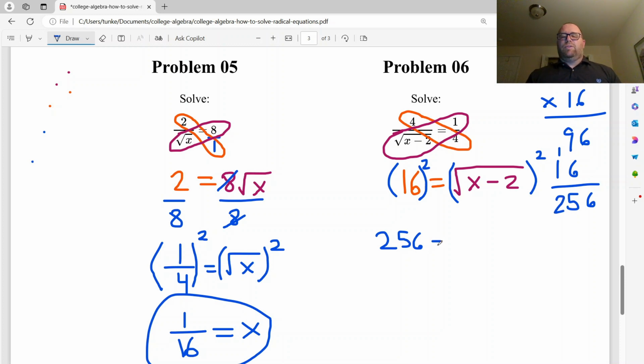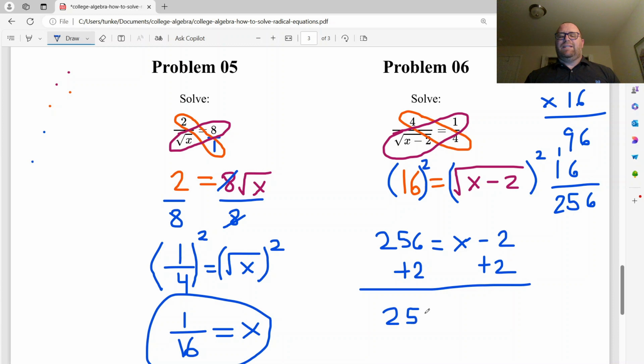Okay, so that equals just x minus 2. I want to get rid of the subtraction of 2. So I'm going to add 2 to both sides here. And I'll get x is equal to 258. And we are done.